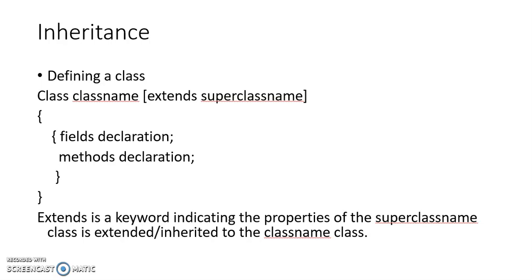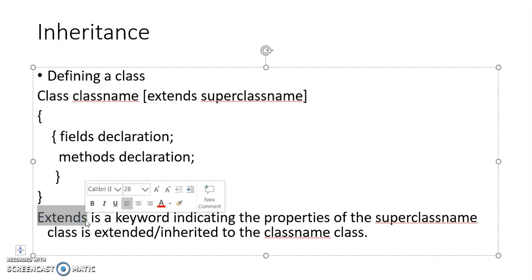Similarly in Java, when we talk about inheritance, we identify it with a different keyword. The keyword under concern is extends. Extends is a keyword indicating the properties of the superclass to be extended or inherited to the derived class. So you have a class name, extends superclass name. You don't need the brackets, otherwise also it's fine. Inside that class you declare the fields as well as methods, and all the concepts are similar to what we had looked at in C++.